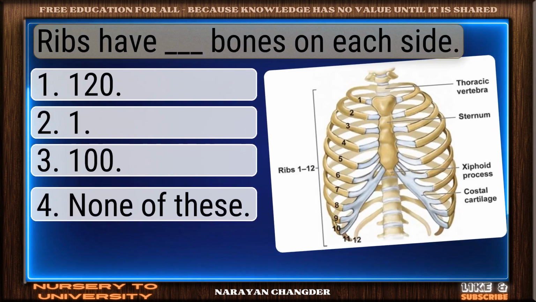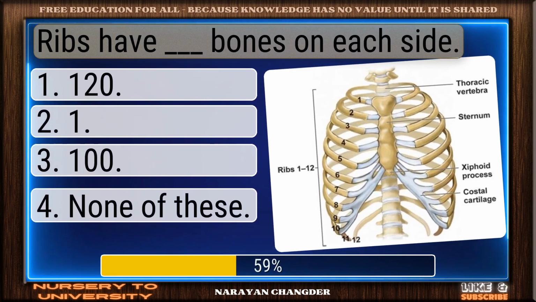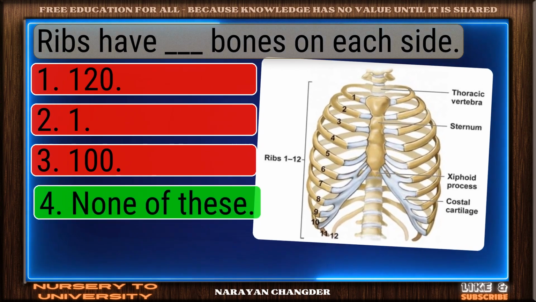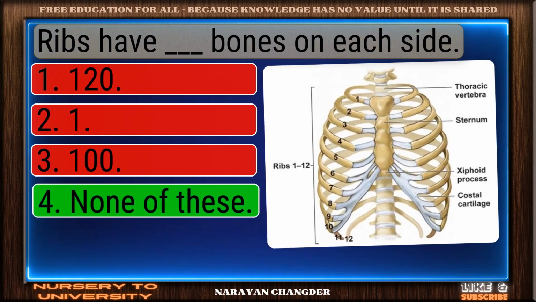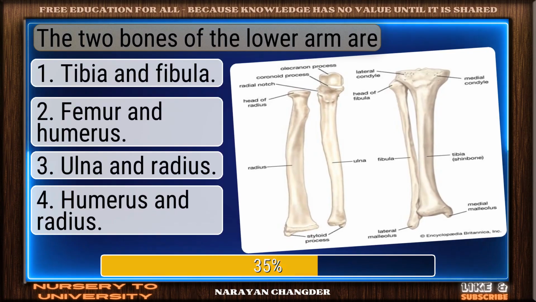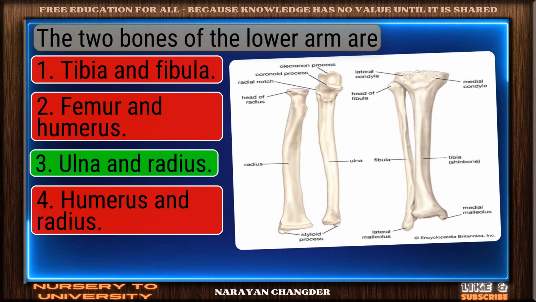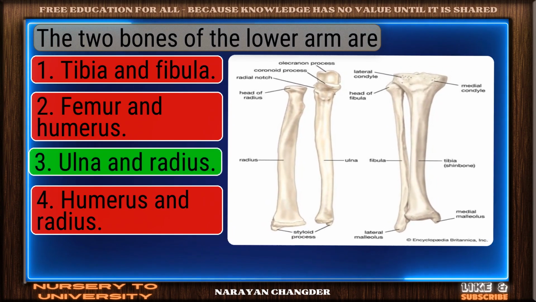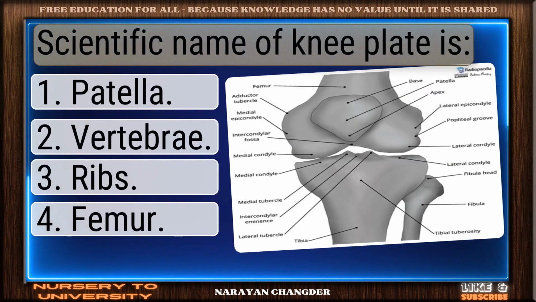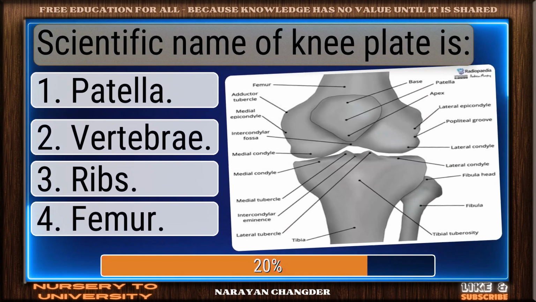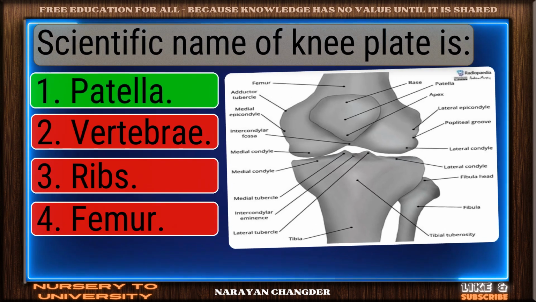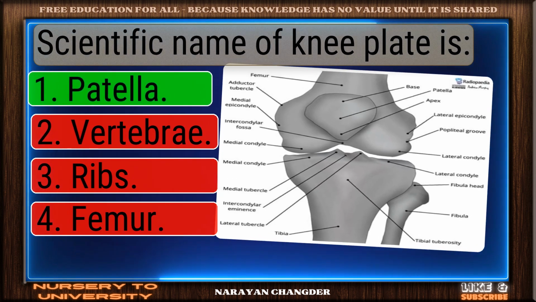Ribs have dash bones on each side. Great thinking. None of these is the right choice. The two bones of the lower arm are. Well reasoned. Ulna and radius is the correct choice. Scientific name of knee plate is. Perfect. Patella is the correct choice.